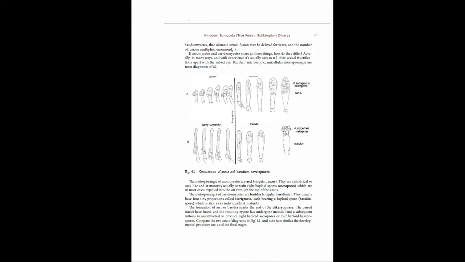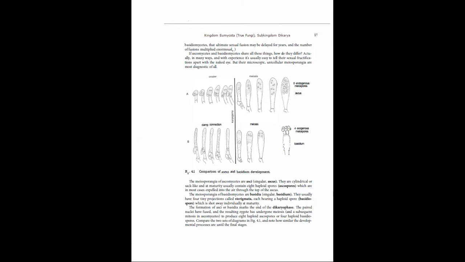The meiosporangia of Ascomycetes are asci, singular, ascus. They are cylindrical or sac-like and at maturity usually contain 8 haploid spores, ascospores, which are in most cases expelled into the air through the top of the ascus. The meiosporangia of Basidiomycetes are basidia, singular, basidium. They usually have 4 tiny projections called sterigmata, each bearing a haploid spore, basidiospore, which is shot away individually at maturity. The formation of asci or basidia marks the end of the dikaryon phase.